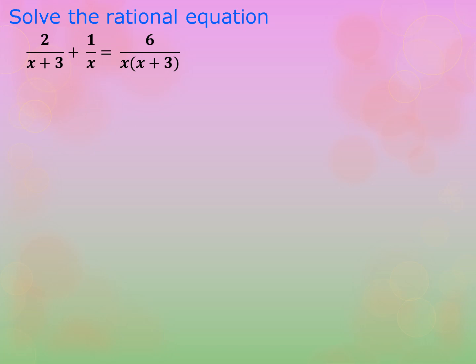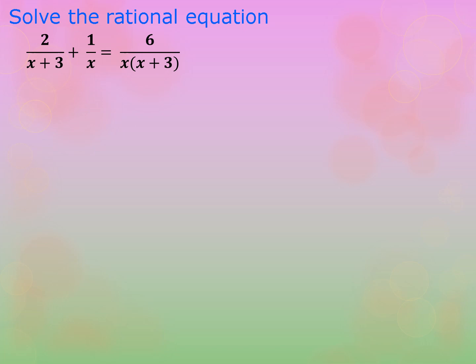Okay, let's look at our first example. Solve 2 over x plus 3 plus 1 over x equals 6 over x times x plus 3. All right, so first thing we check is, are there any denominators that need to be factored? I'm looking at all of them, and I'm going to say no.